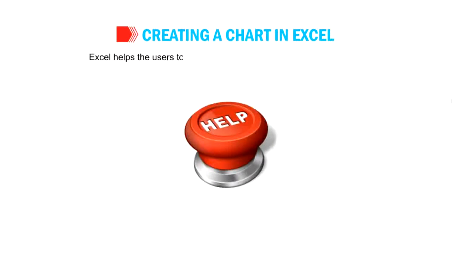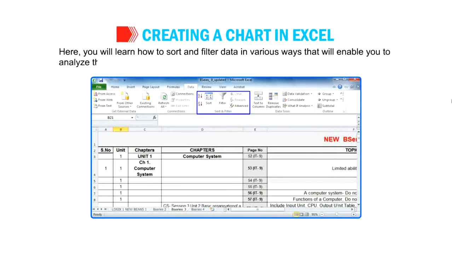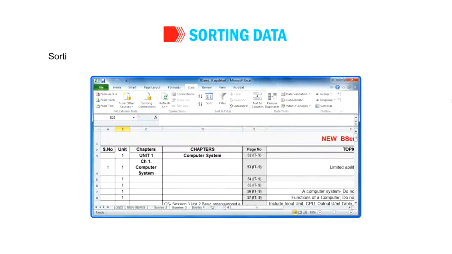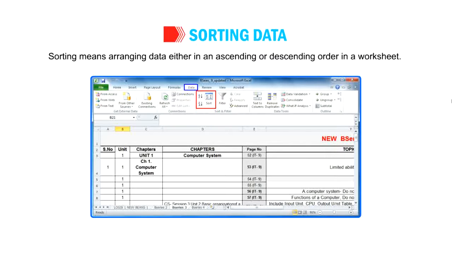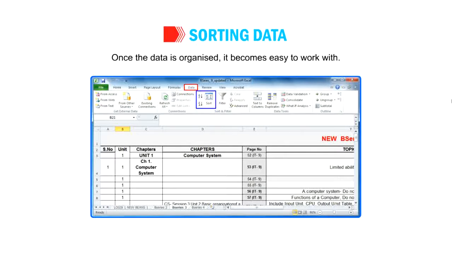Excel helps the users to sort and filter data as per the requirements. Here, you will learn how to sort and filter data in various ways that will enable you to analyze the information in an effective manner. Students, now let us find out how to sort data. Sorting means arranging data either in an ascending or descending order in a worksheet. Data can be sorted in rows on the basis of text, numbers, combination of text and numbers or dates. Once the data is organized, it becomes easy to work with.